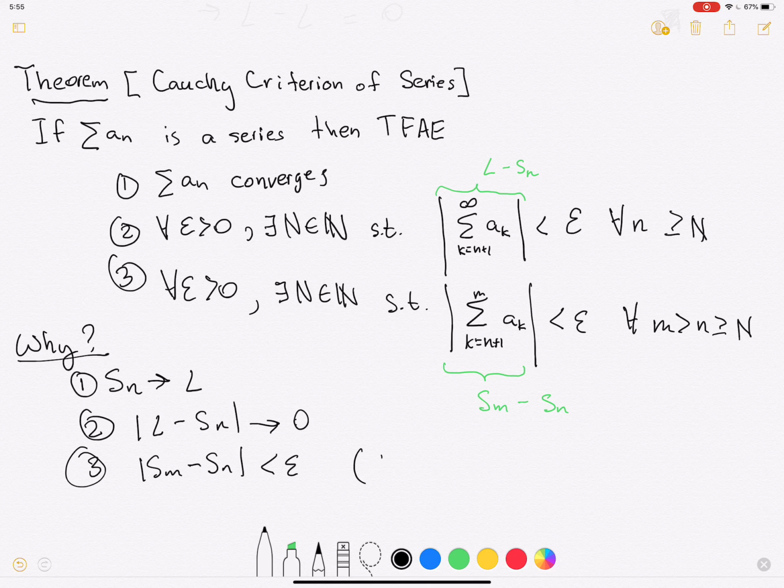And 3, s_m minus s_n is less than epsilon. So we're saying here that s_n is Cauchy. Similar to the previous one, that's true because this is s_m minus s_n. So yeah, it converges, so it's Cauchy.